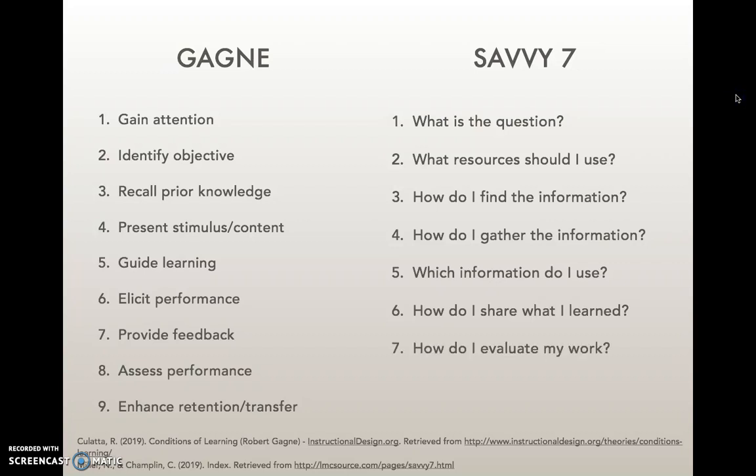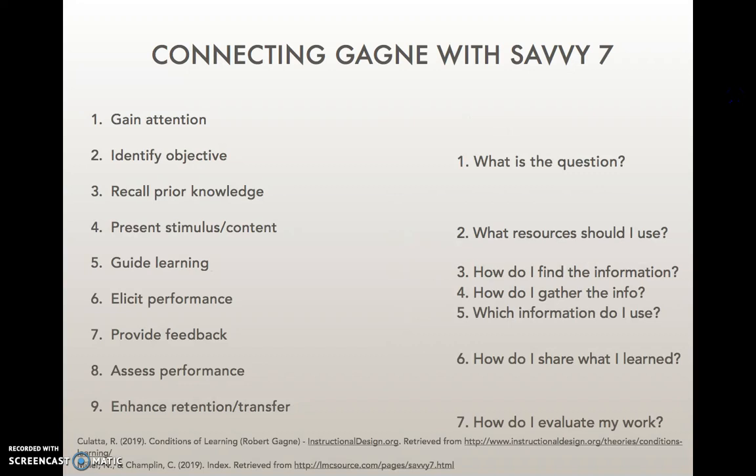The student then goes back and evaluates both the process and the final product of their search. Did they meet the requirements of whatever rubric or guidelines were assigned? Did they answer the question effectively? Did they meet the needs of their target audience? Did they support their conclusion effectively? Did they cite their sources correctly? So that's an overview of Gagne's instructional events and of the Savvy-7 research process model. Now to connect the two.